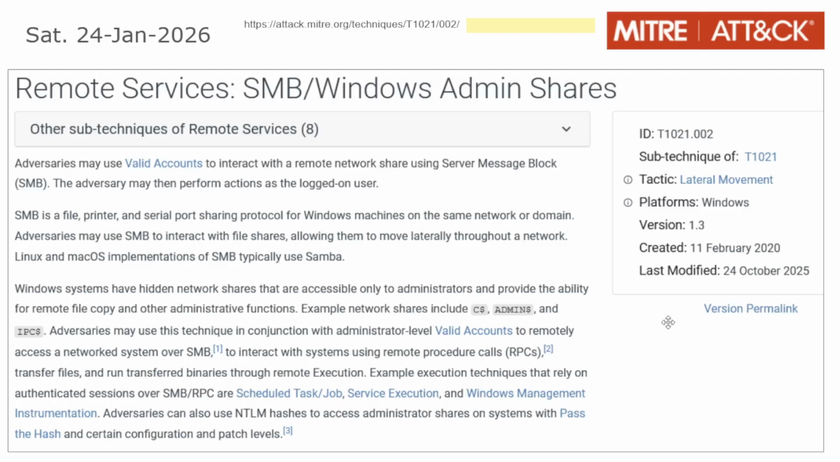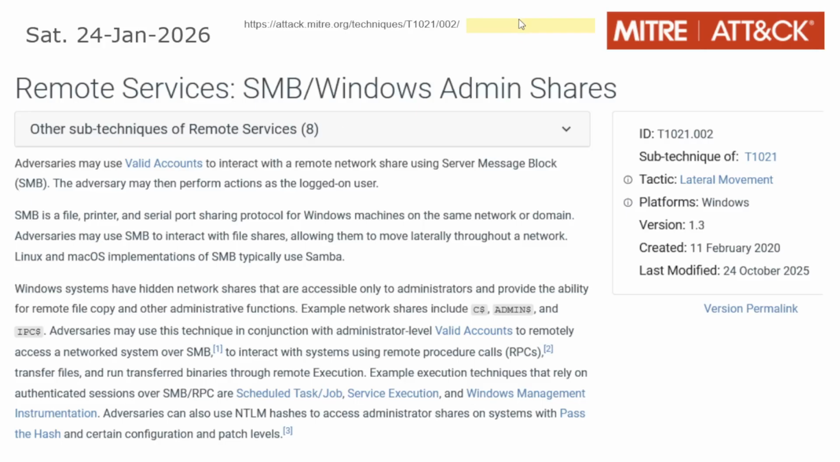So the first sentence is always the same. It looks like adversaries may use valid accounts to interact with a remote network share. It's not exactly the same, but you need valid accounts to interact. It has been the same story for all remote services. And then a network share using Server Message Block, SMB, that's what it stands for. So it's always good to know these acronyms a little bit.